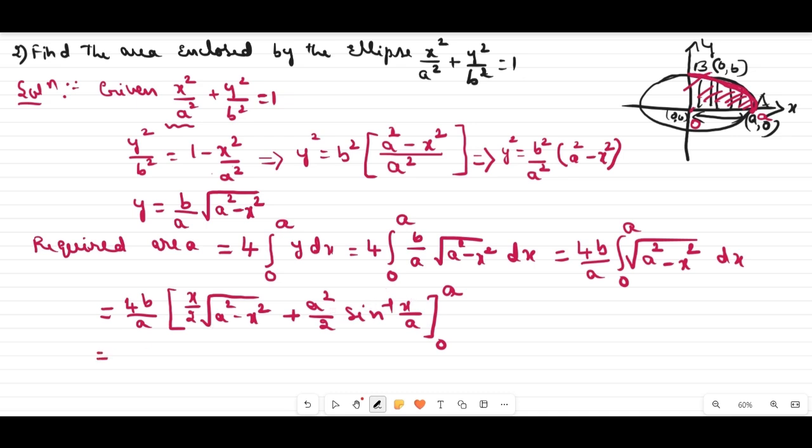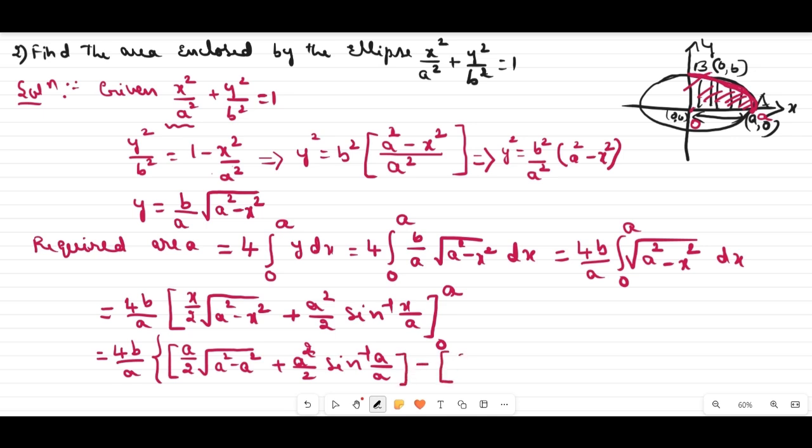Now, I will substitute the upper limit as well as the lower limit. I will substitute the upper limit a wherever we have x. So it becomes a by 2 into root of a square minus a square plus a square by 2 into sine inverse of a by a. I applied the upper limit. Now put a negative symbol and apply the lower limit. The lower limit is 0 by 2 into root of a square minus 0 plus a square by 2 into sine inverse of 0. Let us see which terms become 0. a square minus a square is 0. a by a gets cancelled, you will get 1. Here, 0 into anything is 0. Sine inverse 0 is 0. So the whole term becomes 0.